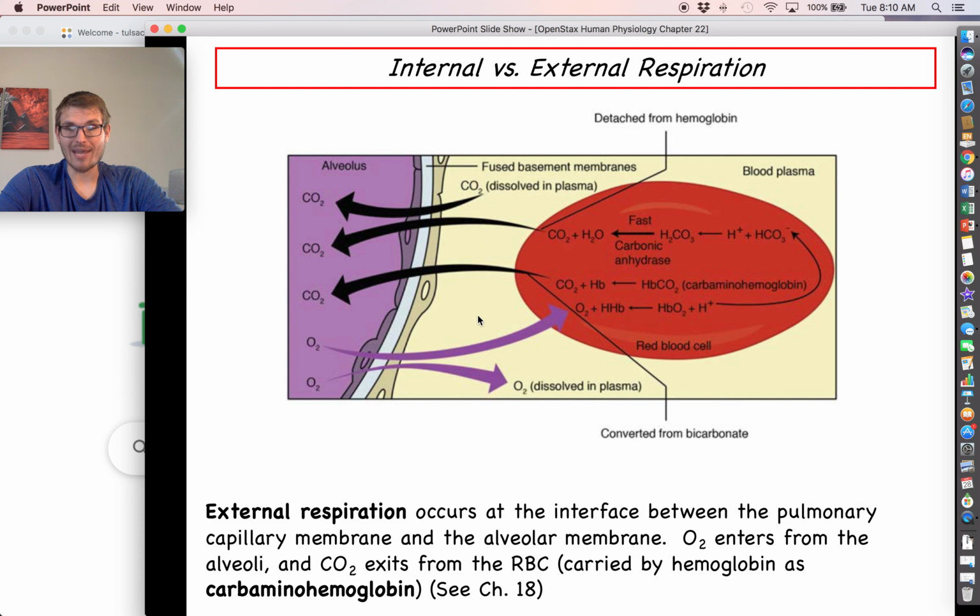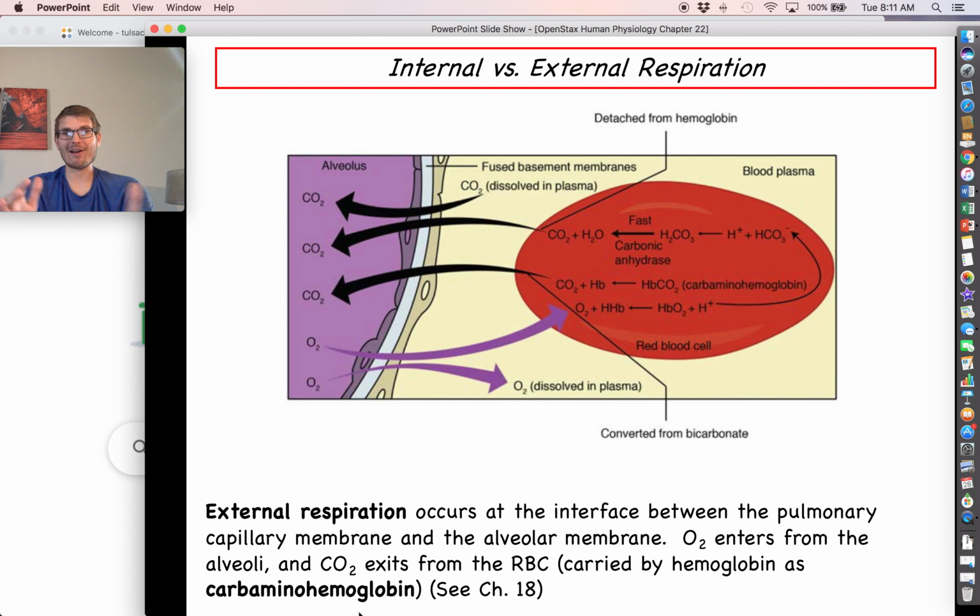Oxygen will enter from the interstitial fluid, from the blood plasma into a red blood cell where it will be picked up by hemoglobin. And in that process of oxygen binding to the heme in one of those globin subunits, that is going to kick off a carbon dioxide molecule that itself was already bound to hemoglobin as carbaminohemoglobin.